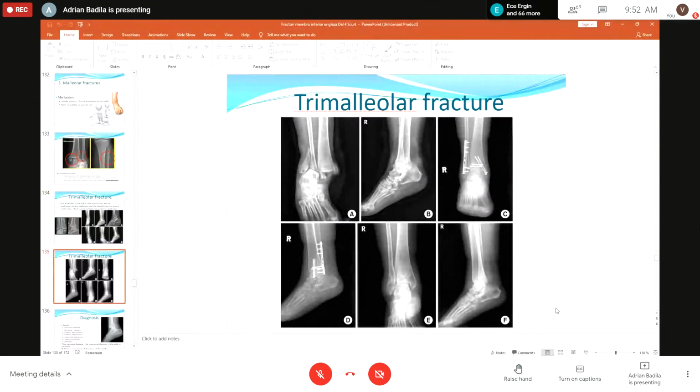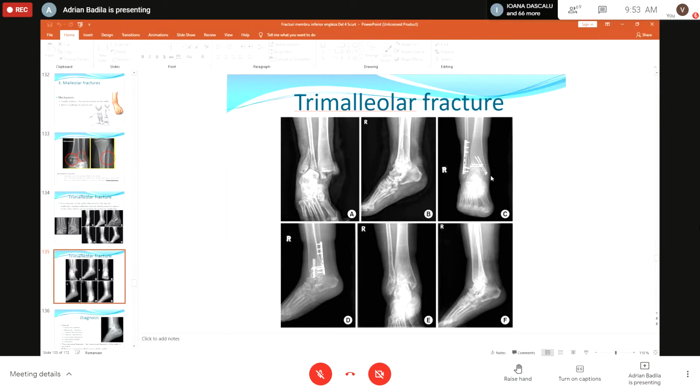Another case of a trimalleolar fracture. We have a fracture of the lateral or peroneal malleolus, a fracture of the medial or tibial malleolus, and a fracture of the posterior malleolus. A postoperative image after reduction and osteosynthesis with plate and screws for the peroneal fracture, two anteroposterior screws for the posterior malleolus fracture, and two other screws for the fracture of the medial malleolus.